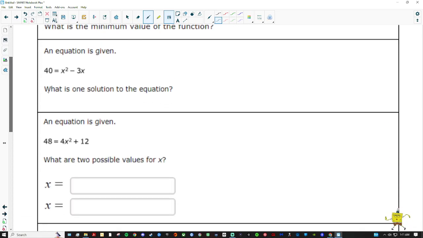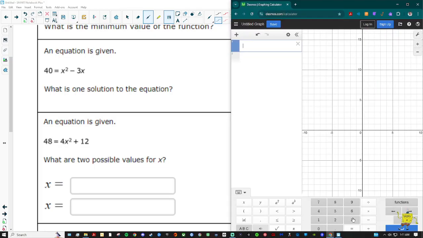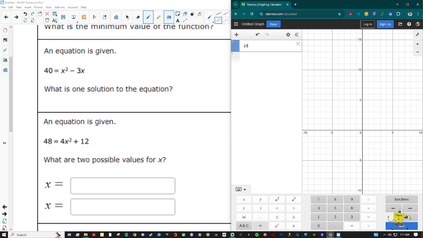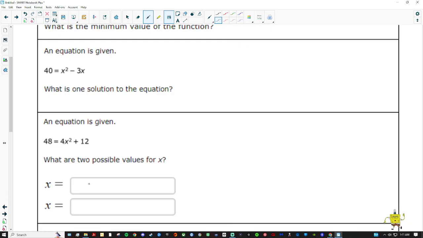Okay, let's do the next one. Equation is given. What is one solution? 48 equals 4x squared plus 12. Here are my two solutions. I only need one. 3 or negative 3. 3 and negative 3.